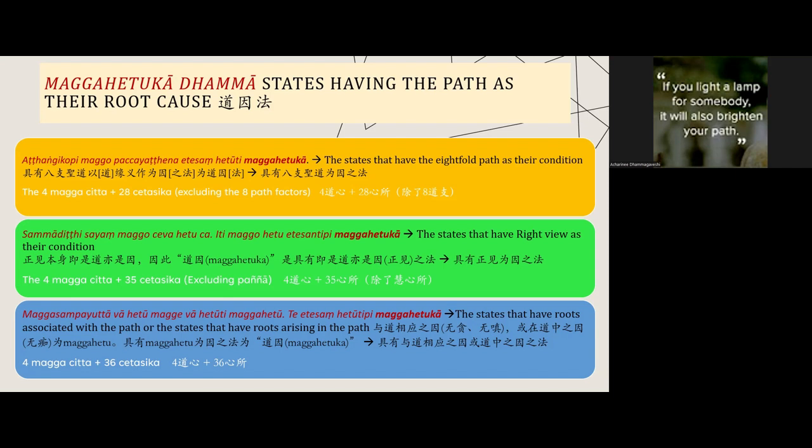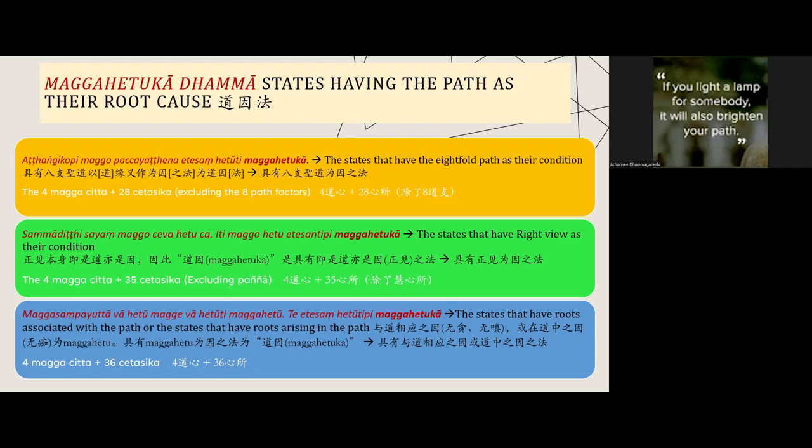According to states that have roots associated with the path, we get alobha and adosa. According to the states that have roots arising in the path, we get sammā diṭṭhi or amoha. So in a nutshell, we get alobha, adosa, amoha for this third definition. What is associated with alobha, adosa, amoha? We get the 4 magga chitta and 36 chetasika. Remember here, the 3 roots act as maggahetu for each other, which is why we don't exclude them from the chetasika here.